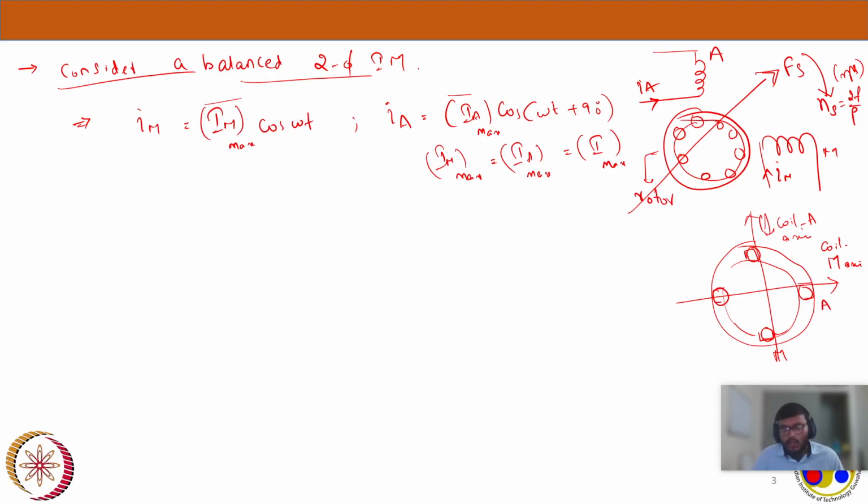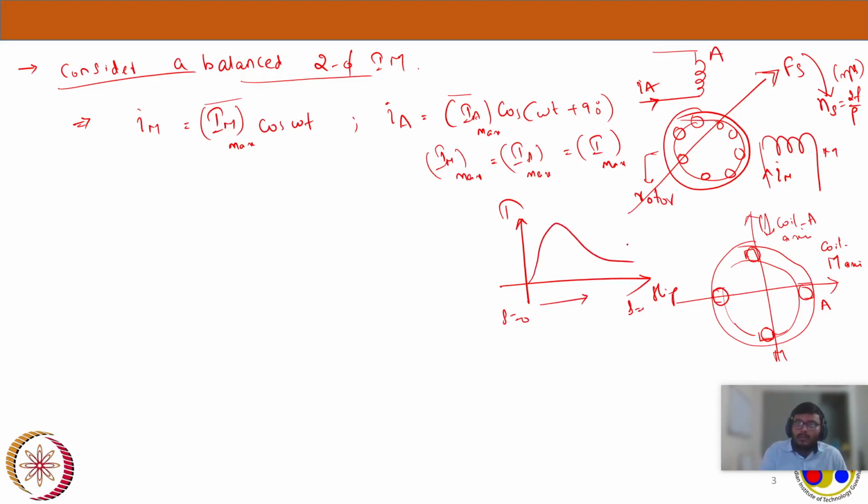Even the torque speed characteristics also. We have seen this is, let's say, torque versus slip, where slip equals 0 here and slip equals 1 here, and slip increases in this direction. Even the torque speed characteristics will stay the same for this motor. So how can we use this idea to analyze a single phase induction machine? That's the whole idea of today's discussion.